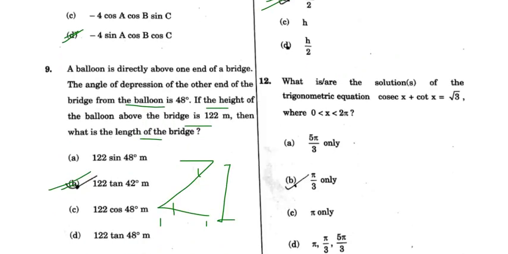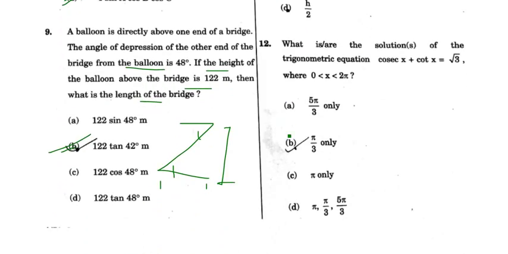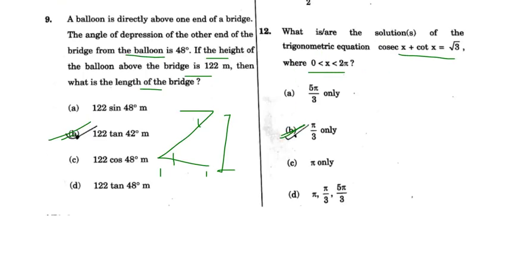Next question is, what is the solution of the trigonometric equation cos x plus cot x equal to root 3, where x is more than 0 and less than 2 pi? So what is the right answer for that? Just solve this question and you will get the right answer. Possible values of x are pi by 3 and 2 pi by 3. So pi by 3 matches. So B option is right.